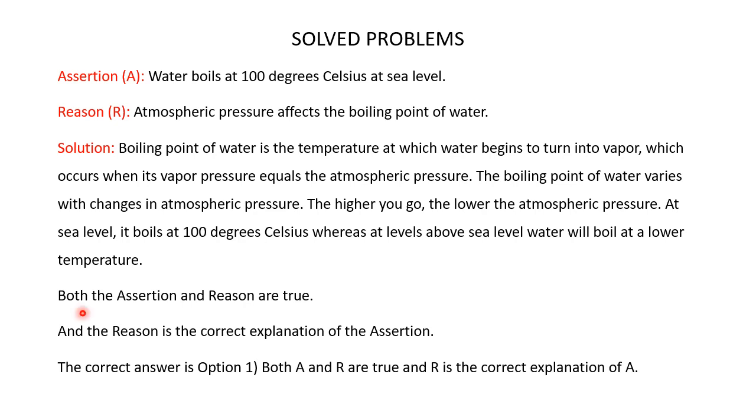So both the assertion and reason are true, and the reason is the correct explanation of the assertion. The correct answer is option 1. Both A and R are true, and R is the correct explanation of A.